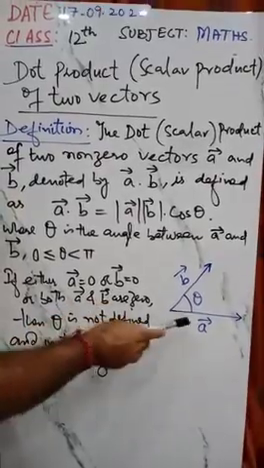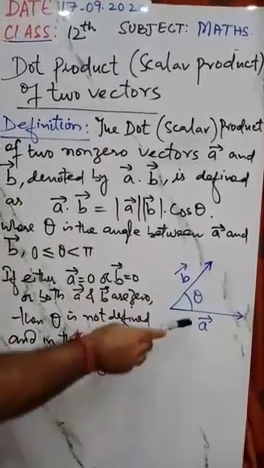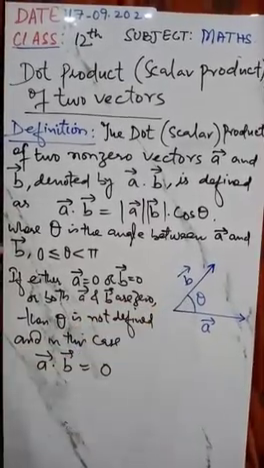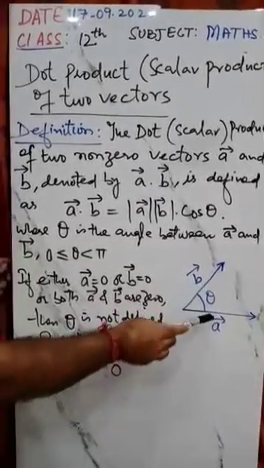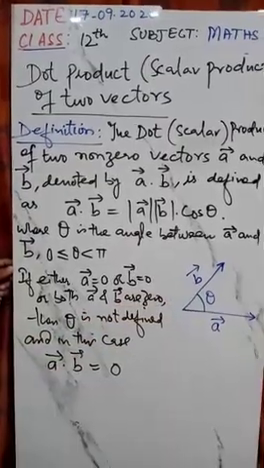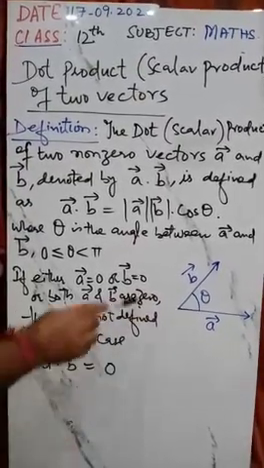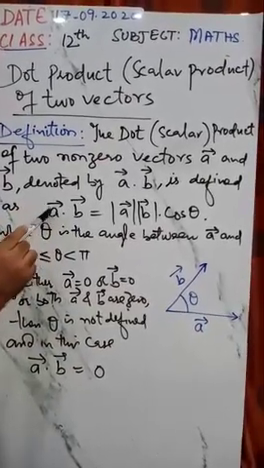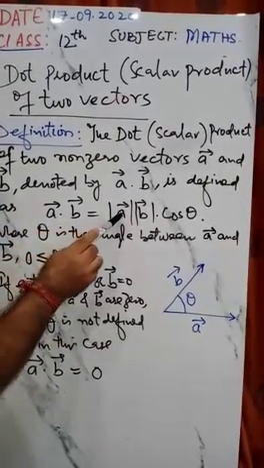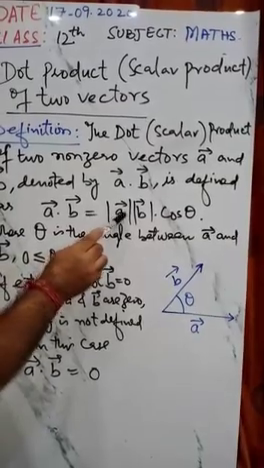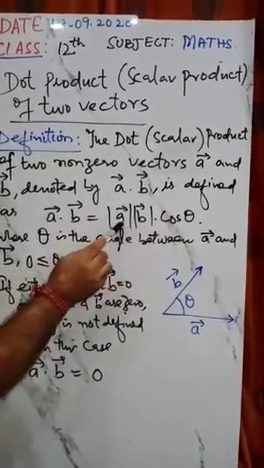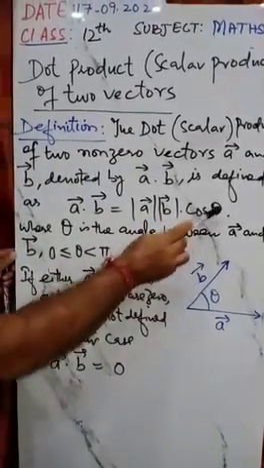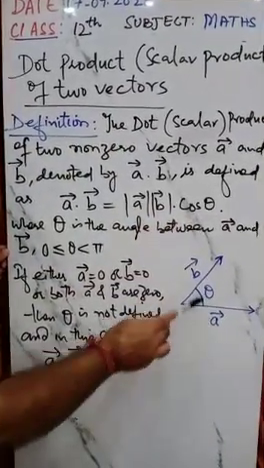Now we have two vectors A and B, and the angle between these two vectors is theta. So here the angle is theta, between A vector and B vector. The dot product of these two vectors is denoted by A dot B, equal to magnitude of A, magnitude of B, that is modulus of A, into modulus of B, into cos theta. Theta is the angle between these two vectors.